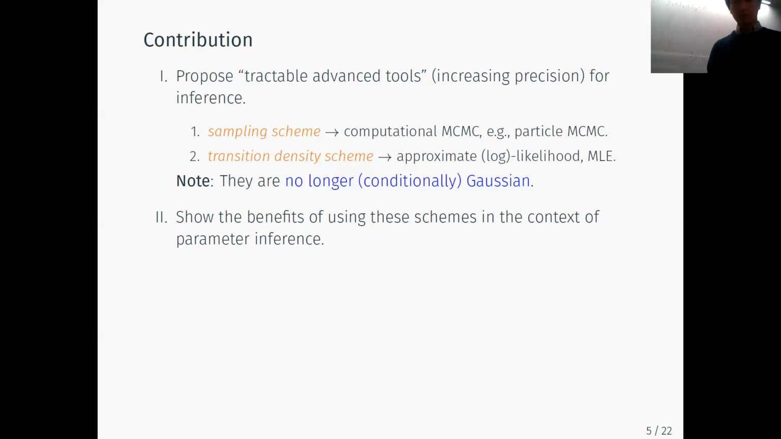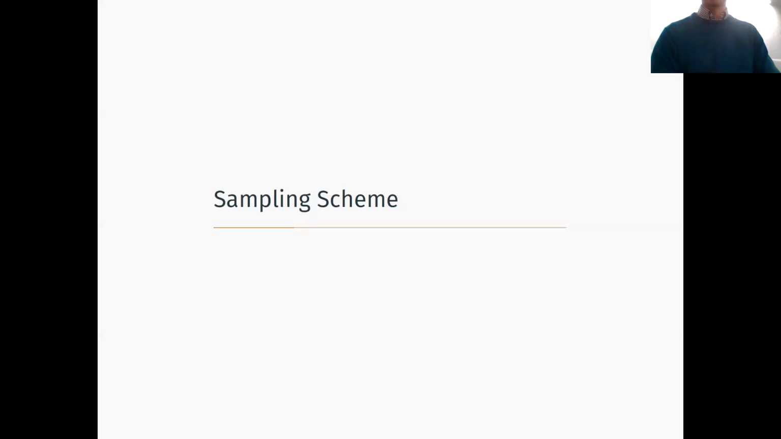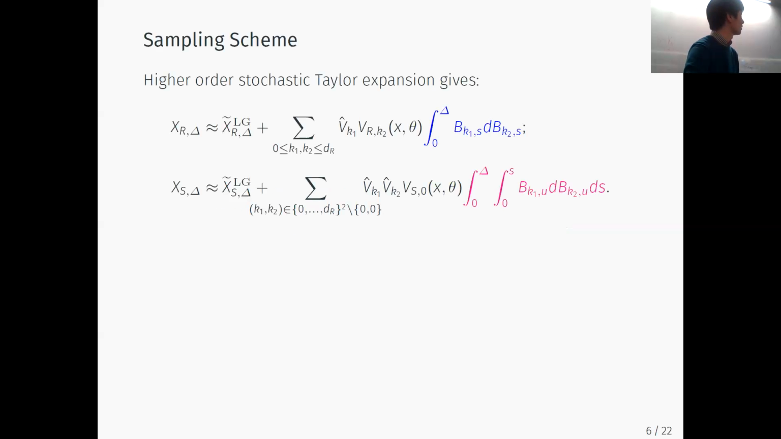Okay, so this is the introduction. So let's see the advanced tools. Firstly, we will see the sampling scheme. I will try to provide the background idea to obtain this sampling scheme. So we apply the higher order stochastic dynamics.